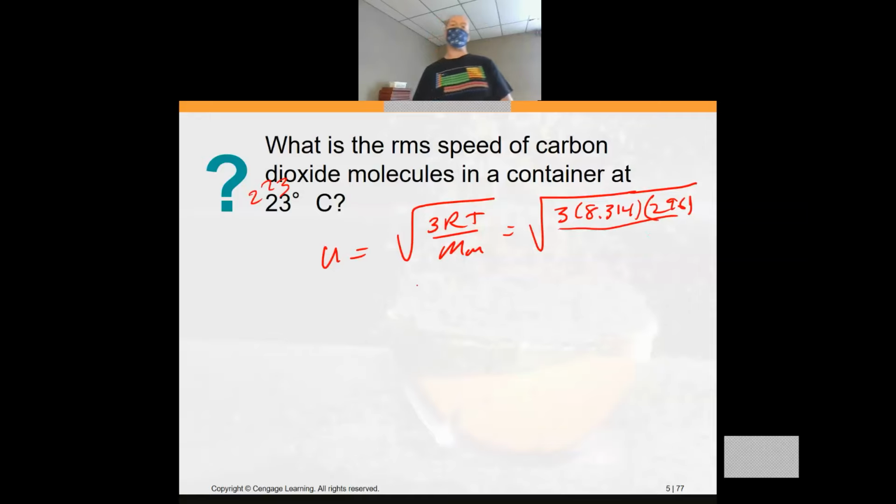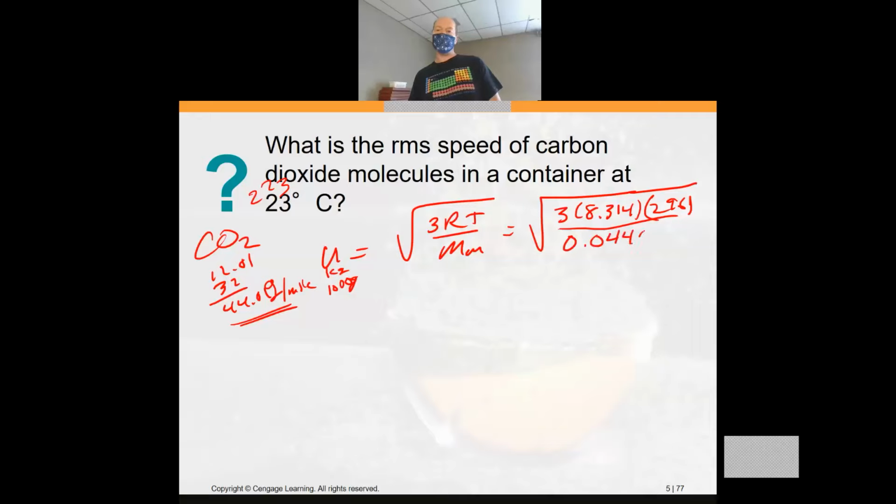And then here is the part that most people will miss. CO2, that's 12.01 and 32. I got 44.01. They put in 44.01 and they have the wrong answer. This is grams per mole. You have to know that your SI unit for molar mass has to go in here. And so you have 1,000 grams in a kilogram. So this is 0.04401 kilogram per mole. That is the only way to get the units of meters per second.